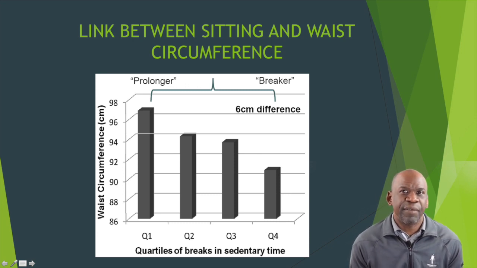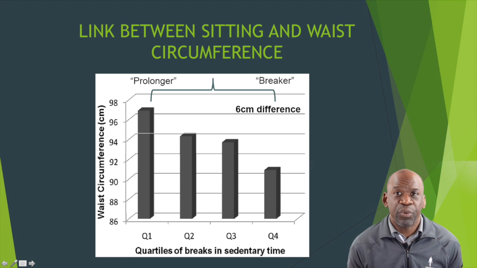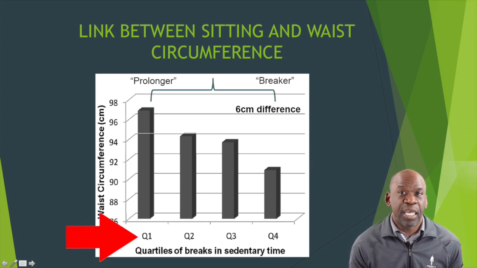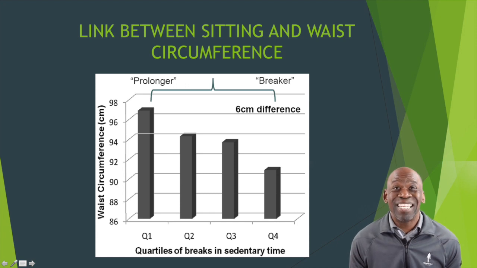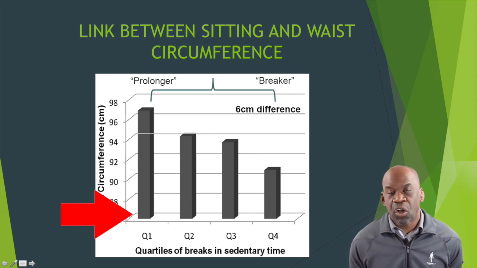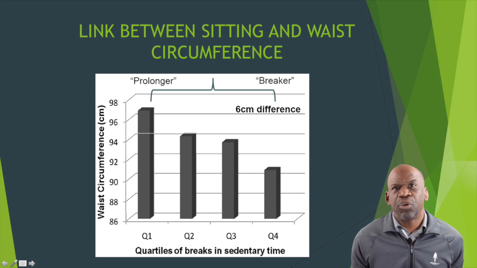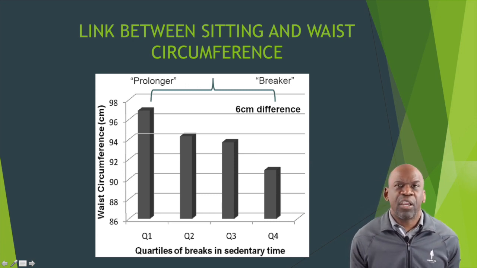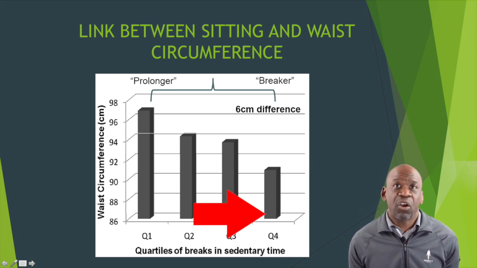And on the left-hand side of the graph, we have waist circumference, which increases from top to bottom. And on the x-axis of the graph, we have activity time, which increases from left to right. So in other words, as we go from left to right on the graph, activity time increased and sitting time decreased. Those who sat for extended periods of time are on the left-hand side of the graph, and those are called prolongers. And those who took intermittent breaks and were active throughout the day are on the right-hand side of the graph, and they are called breakers.